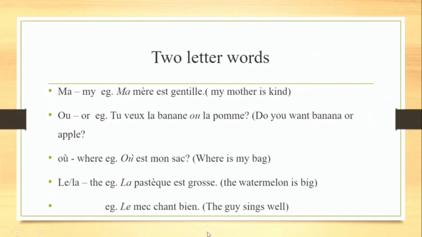The next word is ma. Ma means my. For example, ma mère est gentille. My mom or my mother is kind. Next is ou. Ou means or. So in this example, we have: tu veux la banane ou la pomme? Do you want banana or apple?